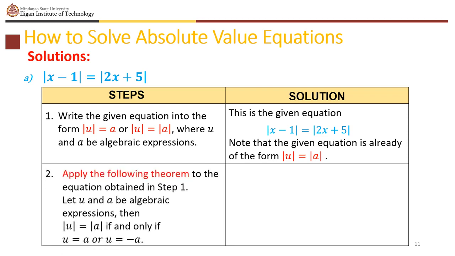Apply the following theorem to the equation obtained in step 1. So you now have the absolute value of u is equal to the absolute value of a if and only if u is equal to a, we remove the absolute value sign there, or u is equal to, again removing the absolute value sign there, negative a. So u is equal to a or u is equal to negative a, as defined earlier.